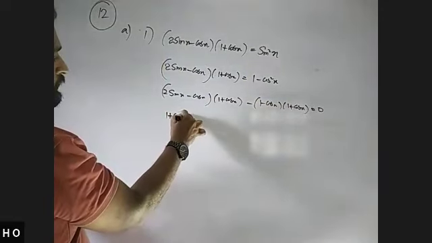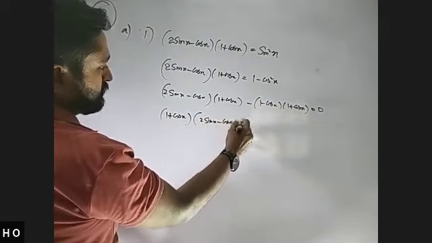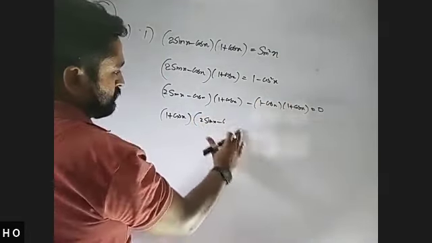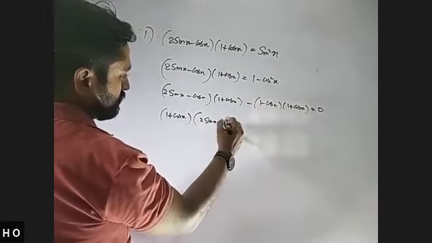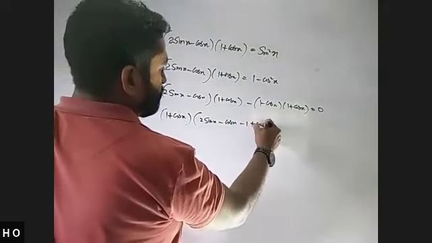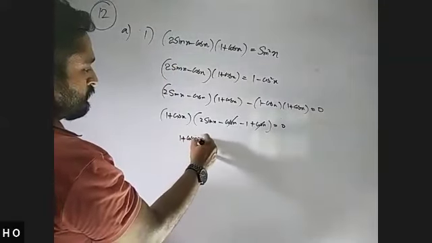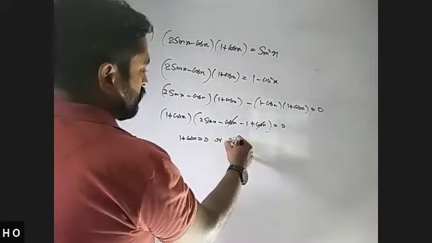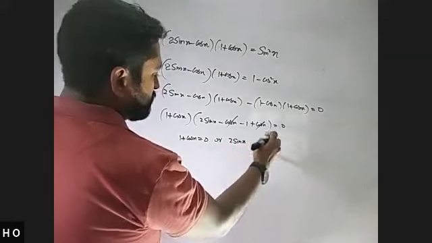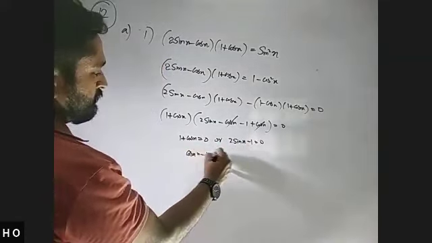Now you can take 1 plus cos x out as a common factor. Then 2 sin x minus cos x minus, uh, 1 plus cos x. 1 plus cos x equals 0 or 2 sin x minus 1 equals 0. So cos x equals minus 1, or sin x equals half.